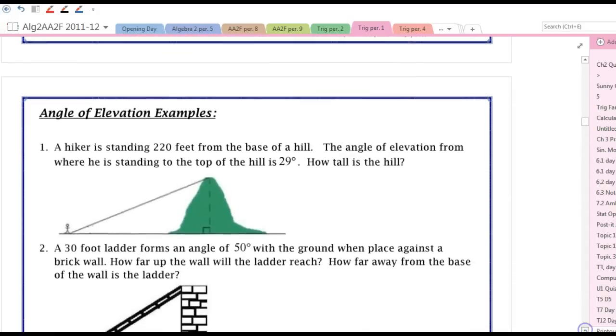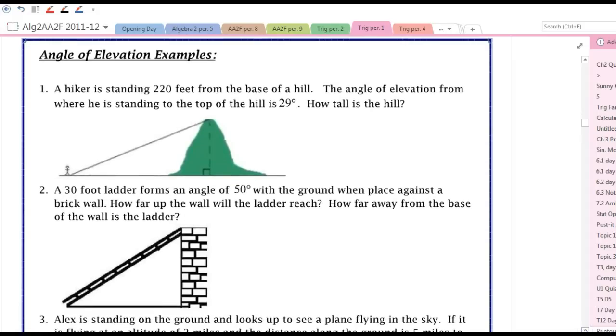All right, so here's a nice example for you. We've got a hiker, and the hiker is standing 220 feet from the base of the hill. So immediately I think I'm going to get a nice bright color here. So he's standing 220 feet from the base of the hill. So that means this distance right here is 220. At least that's what we're calling it. The angle of elevation from where he's standing to the top of the hill is 29 degrees.